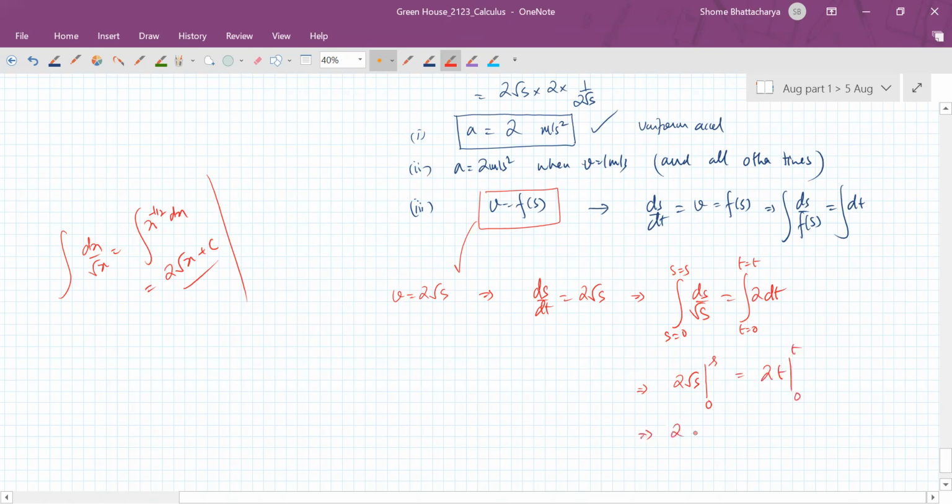So on putting the limits, the upper limit is this, the lower limit is 0, and on the other side also, the lower limit is 0. So we get root s is equal to t. That means s is equal to t square. So this is the displacement as a function of time.